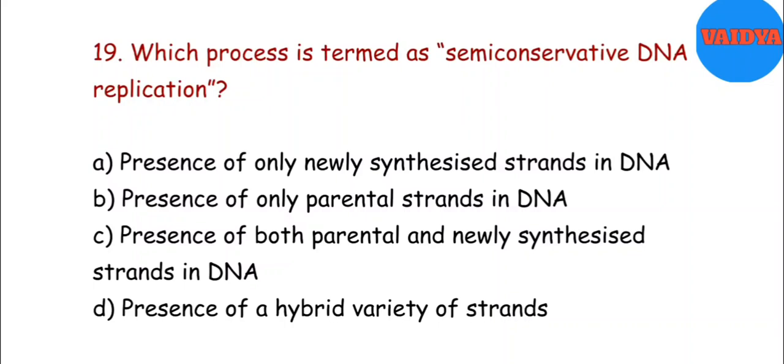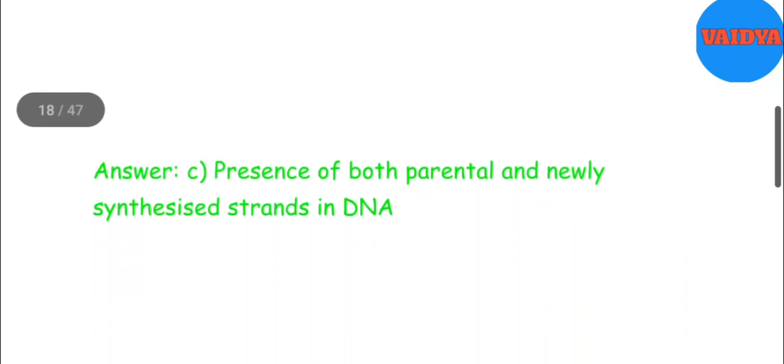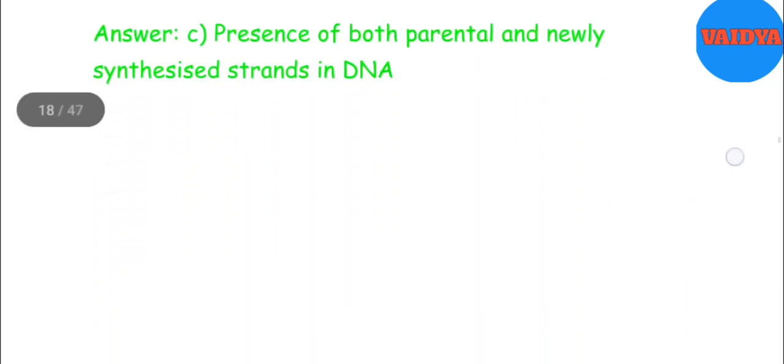19. Which process is termed as semi-conservative DNA replication? A. Presence of only newly synthesized strands in DNA. B. Presence of only parental strands in DNA. C. Presence of both parental and newly synthesized strands in DNA. D. Presence of a hybrid variety of strands. Answer. C. Presence of both parental and newly synthesized strands in DNA.